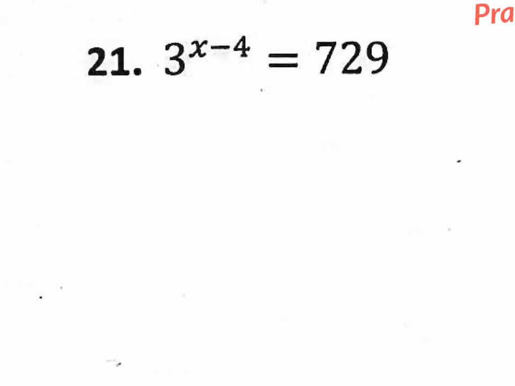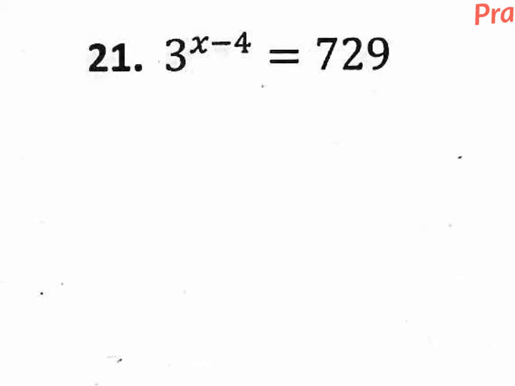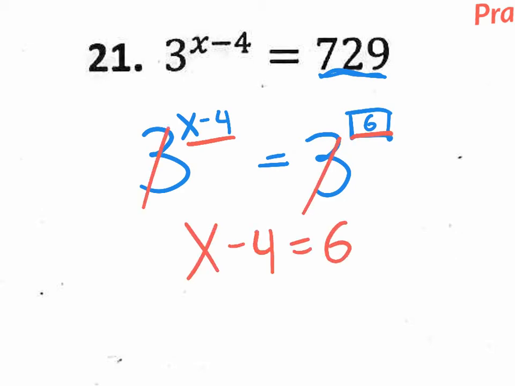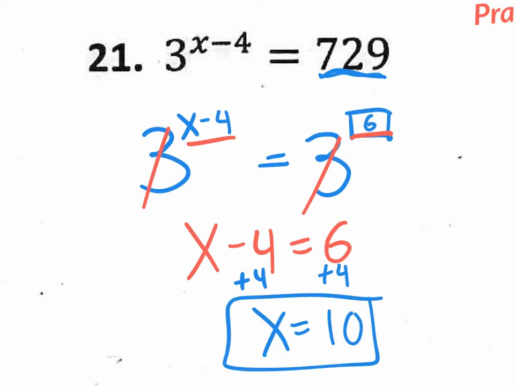Let's take a look at number 21 here. What do I want the 729 to look like? 3 to a certain power, right? Because this over here has 3 to the x minus 4. So 3 to what power is 729? You just got to guess and check. 3 to the 6th? So what we really have is x minus 4 equaling 6. Because the 3's cancel out, x minus 4 equals 6. And when you solve that, you go plus 4, x equals 10. We're done. You got it?